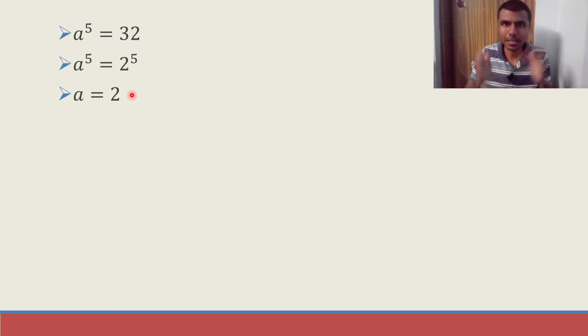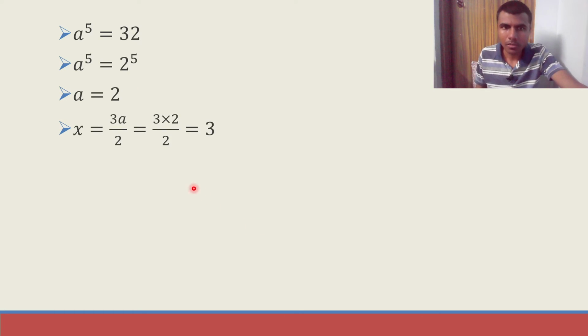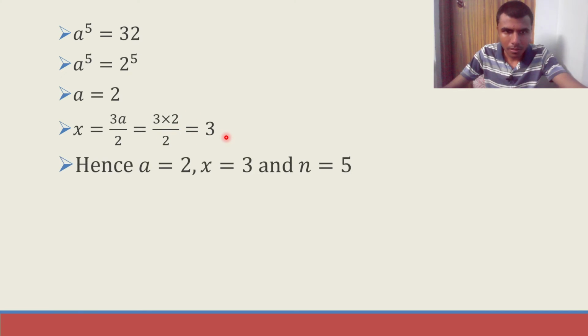Now we got the next value also. We got n first, now we got a. Now we need to get x. x is 3a by 2, so x is 3 into 2 by 2. The 2s cancel, so x is 3. Hence a equal to 2, x equal to 3 and n equal to 5.